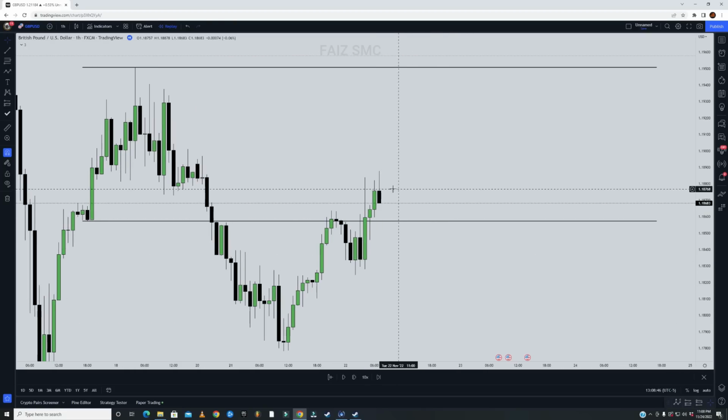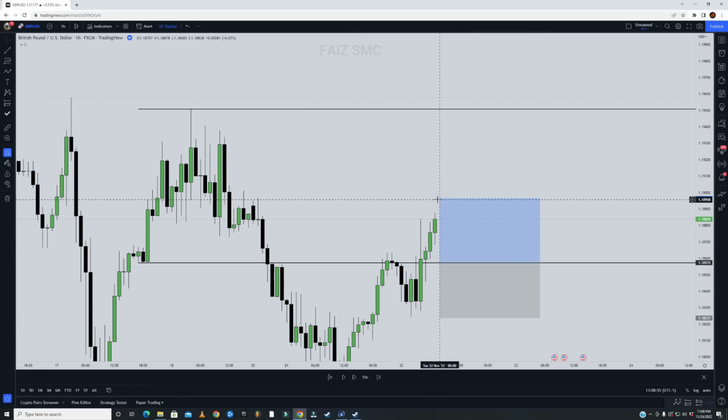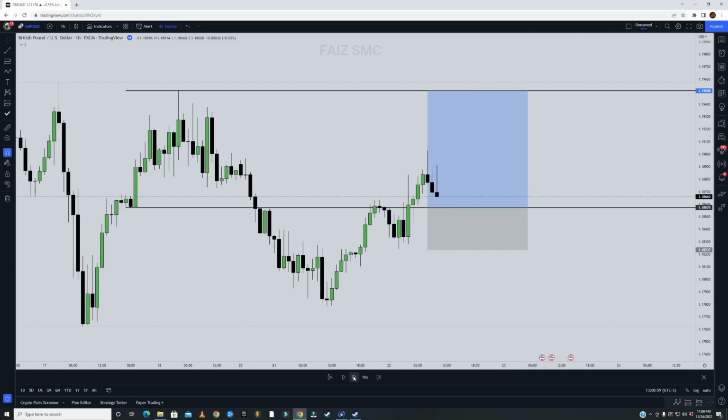But let's see. Now you can see that there is momentum, okay? So now what I can do is go for a long when price comes back, and I can put my stop loss right below this low. And I target, once again, this level. So let's see how this plays out.